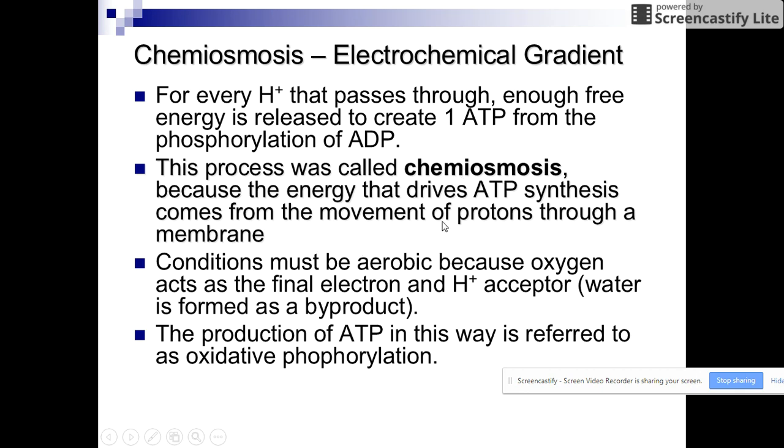The conditions need to be aerobic. That means there must be oxygen available because that oxygen acts as the final electron acceptor. It needs to be at the end for these electrons to move through the proteins. And if the electrons don't move through the proteins, then you don't get protons pumped across. If you don't get protons pumped across, you don't get them coming back through the ATP synthase to create ATP. So that's why this is an aerobic process. Oxygen is required. And that's why production of ATP in this way is called oxidative phosphorylation.